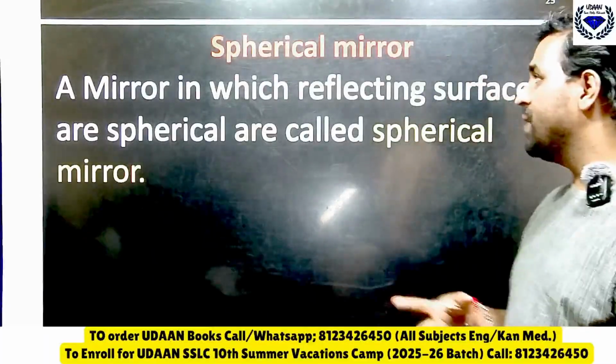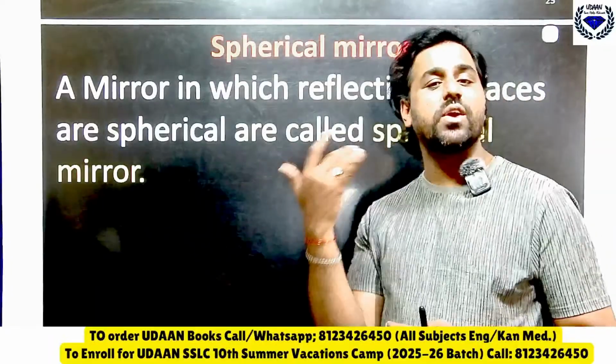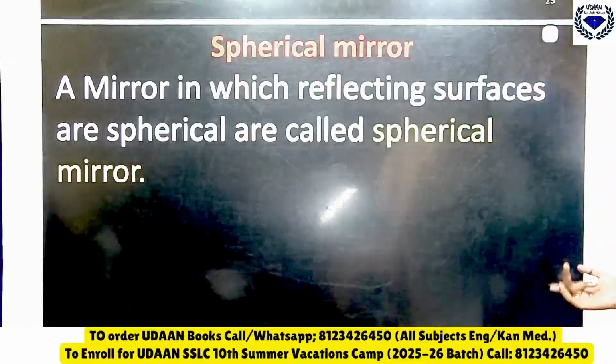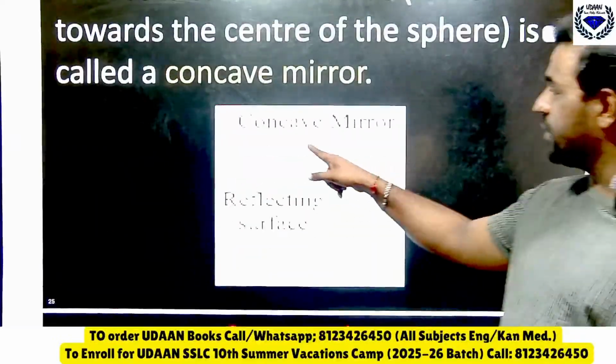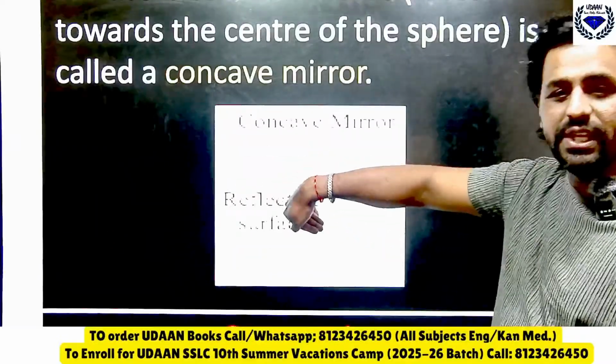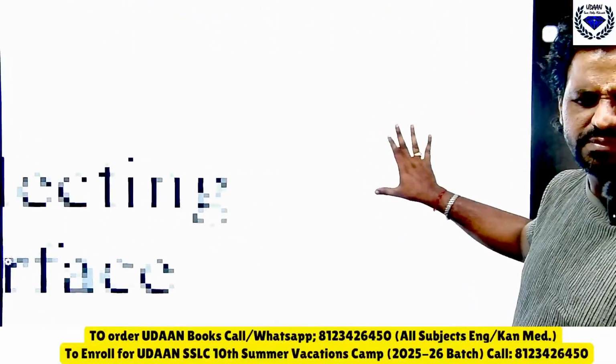See, a mirror in which the reflecting surfaces are spherical and curved, that one we call what? Here you can see the reflecting surface. Then we are having the concave mirror. See, in concave mirror, what happens is, like going inside a cave, the reflecting surface is caved in here. So you can just see here.